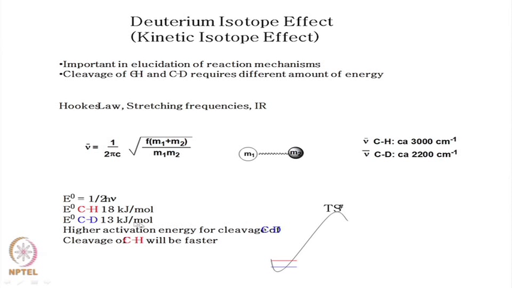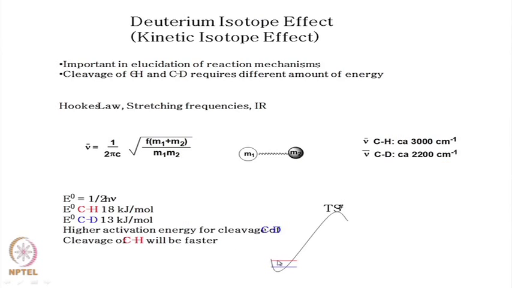And E0 is half h nu. You can get it from quantum mechanics. E0 for C-H is more than E0 for C-D, okay. And higher activation energy for C-D than for hydrogen. So, cleavage of C-H, as I told you, will be faster. So, it is really very informative and interesting.